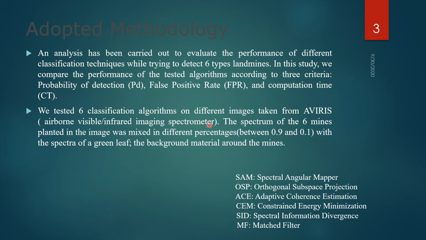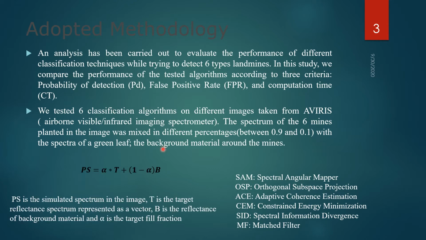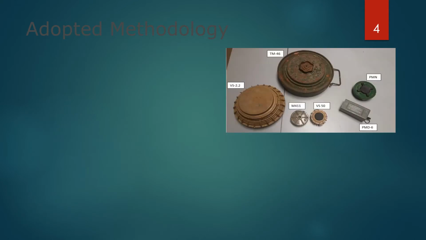We tested these classification algorithms on different images taken from the Airborne Visible Infrared Imaging Spectrometer. The spectra of 6 types of landmine were planted in this image in different percentages using this equation: PS equals alpha T plus 1 minus alpha B, where PS is the simulated spectrum, T is the target spectrum, B is the background material spectrum, and alpha is the fill fraction. These are the 6 types of landmines.